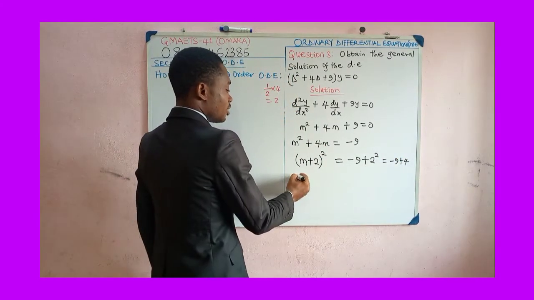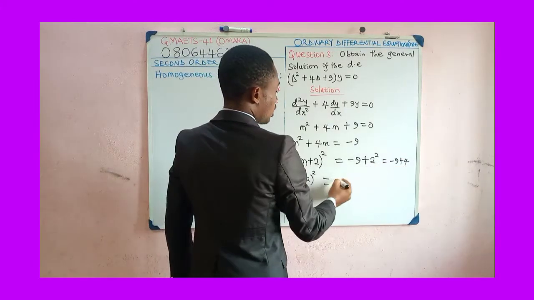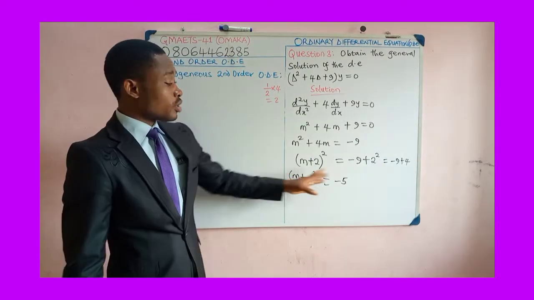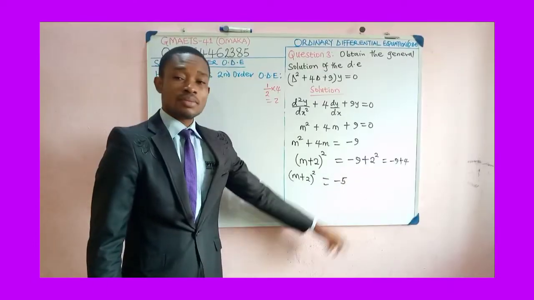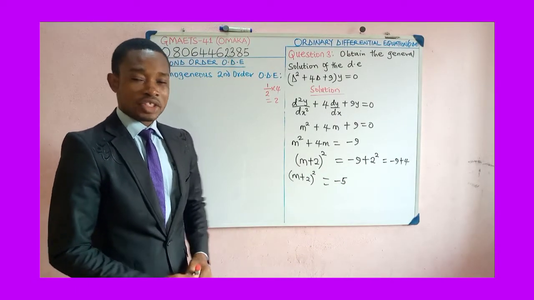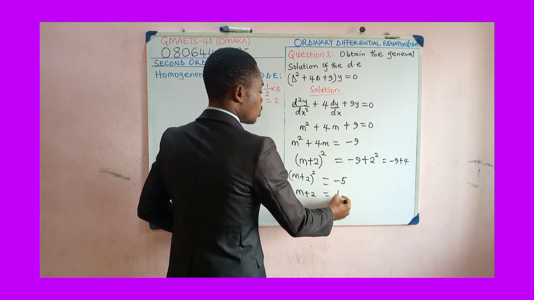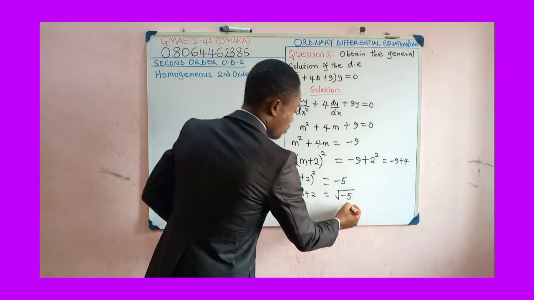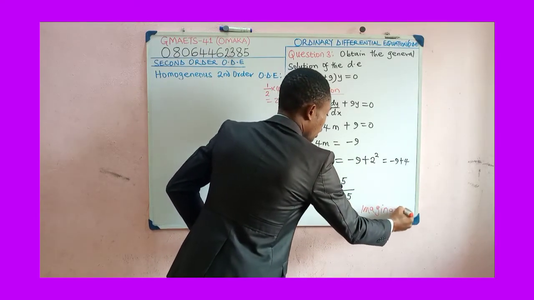Now watch this again. We have m plus 2 squared equal to, if you work this out, minus 5. Do you know that if you take the square root of both sides to remove this square, this will give us the square root of minus 5, to tell us that that part is going to be the imaginary part. Now watch. This is going to give us m plus 2 equal to square root of minus 5. So this part will now give us the imaginary part.